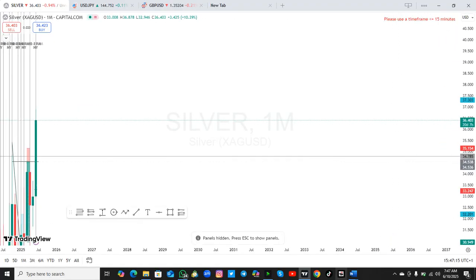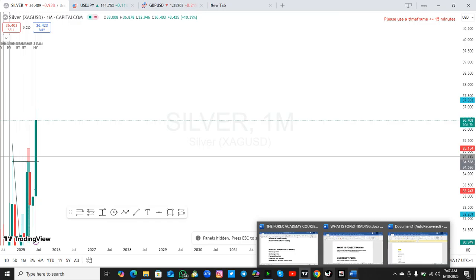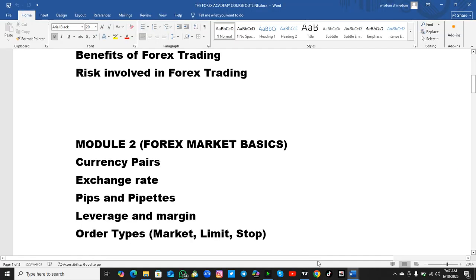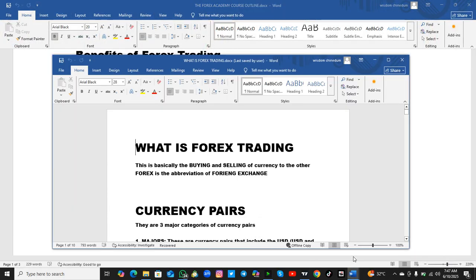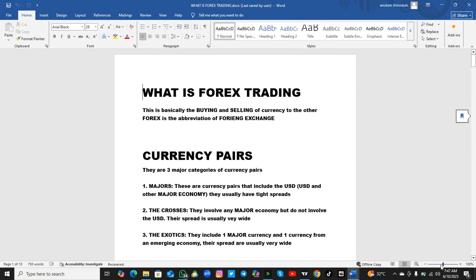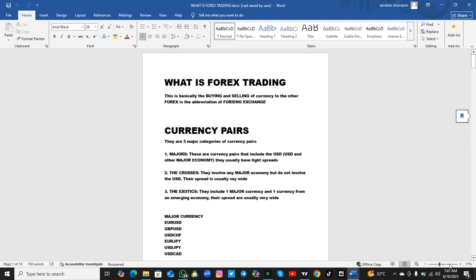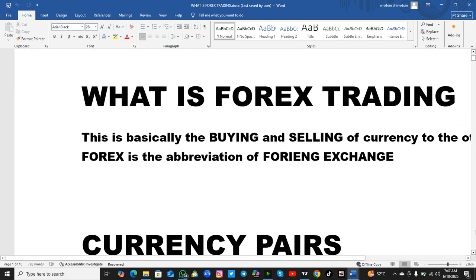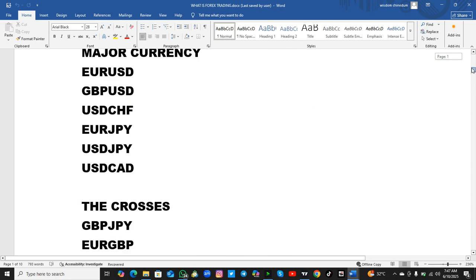So now let's go to module two, which says currency pairs. So now what is currency pairs? Now let's go into the notes. I'll be using this note to teach you guys. So now let me zoom this so we all can see. Sorry, let me zoom it. I think this will be better.